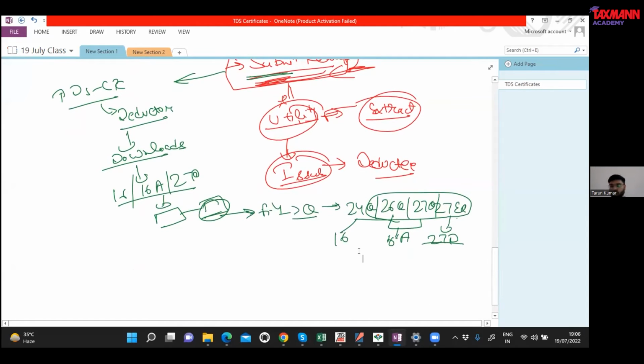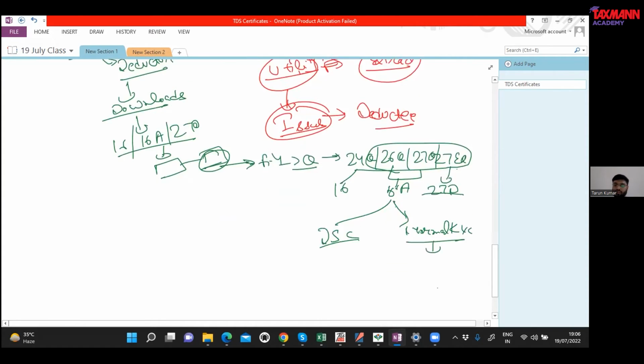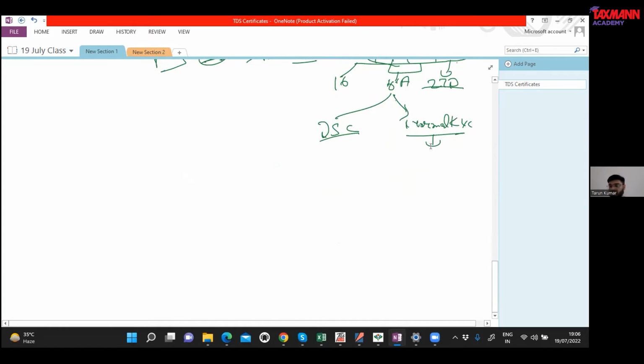Then you need to select the mode, whether you want to submit as a digital signature, DSC based, or a normal KYC. In the normal KYC, you need to mention the receipt number, that is the RR number of that form. Then you need the BSR number. Challan details will have the BSR code, SIN number, that is the challan identification number, and date of deposit. So all these details you need to mention.